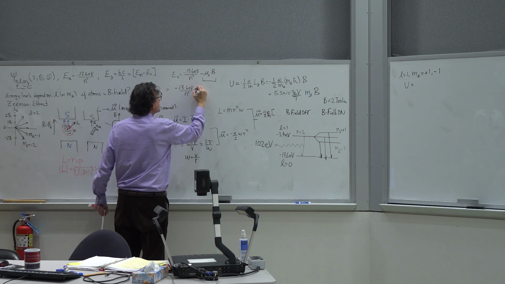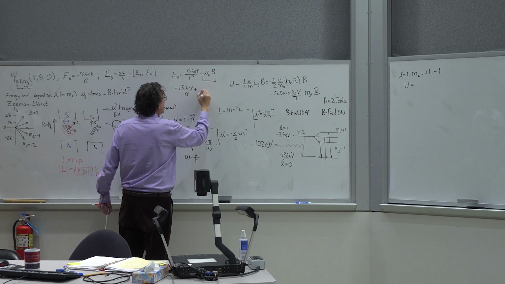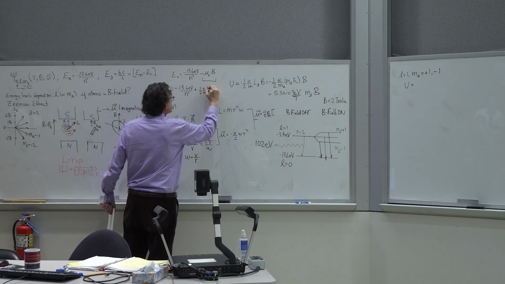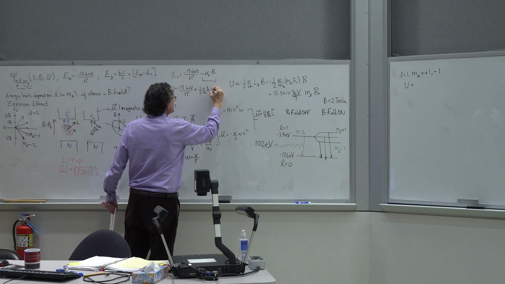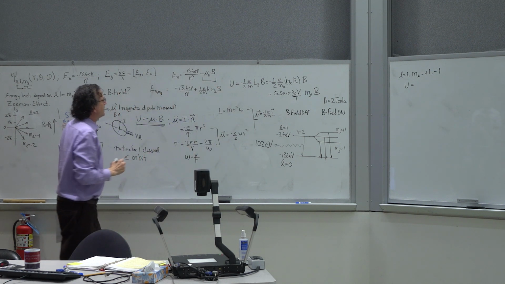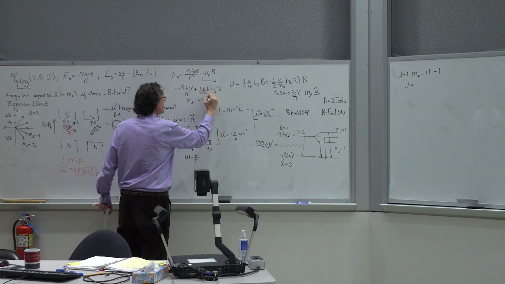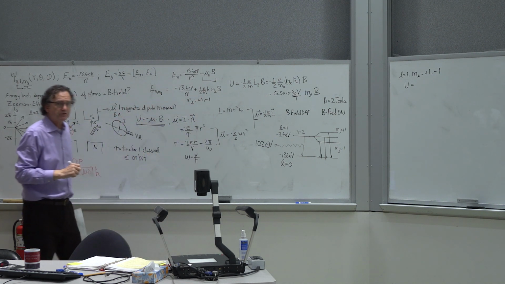And this is going to be plus 1/2 e over m times h bar times m sub l times B. Okay? And m sub l can be equal to +1 or -1. It can be either one of those. It can be +1 or -1.